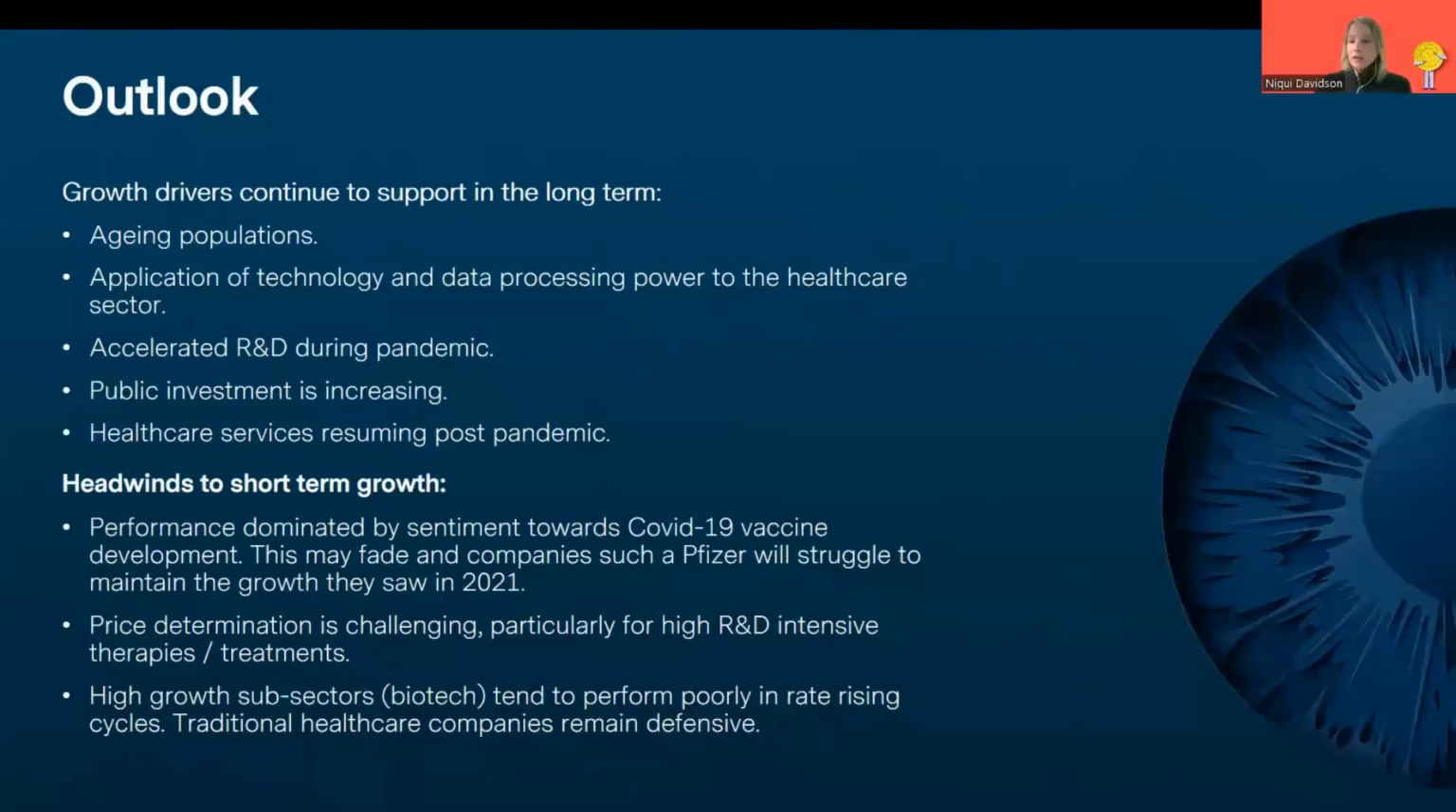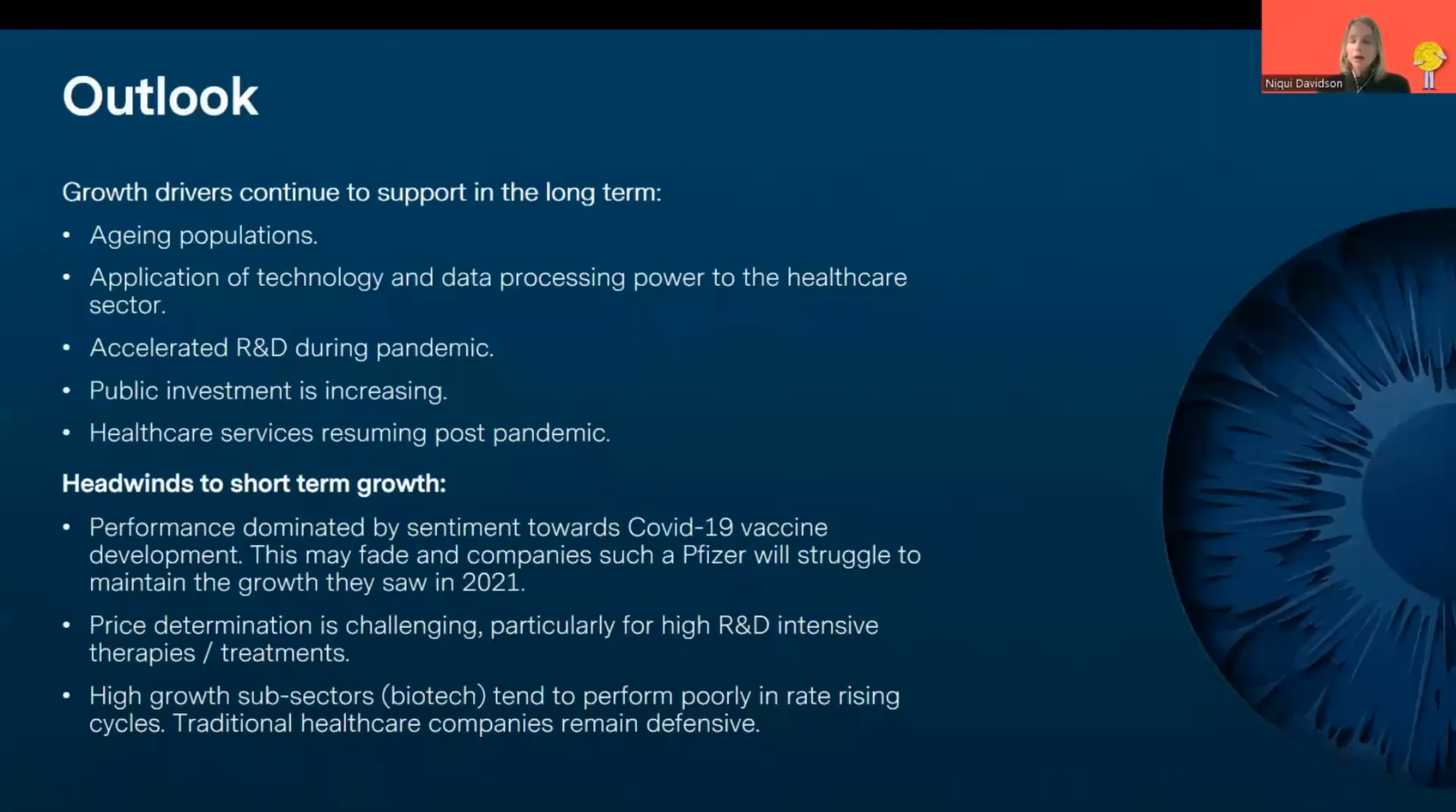Then price determination is an ongoing challenge when it comes to healthcare goods and services. Pricing products that are particularly R&D intensive in a fair and ethical manner is a constant struggle that will also cause some volatility.